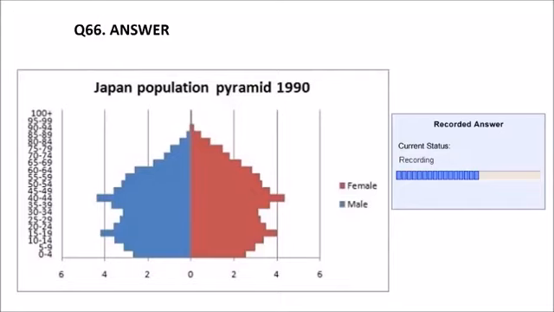In conclusion, in Japan there are equal number of males and females, with slightly more females in the age groups of over 70 years.